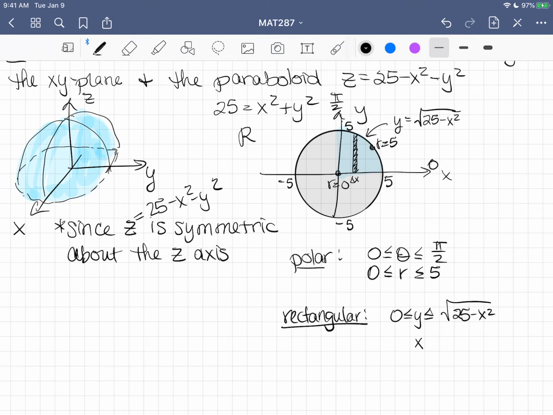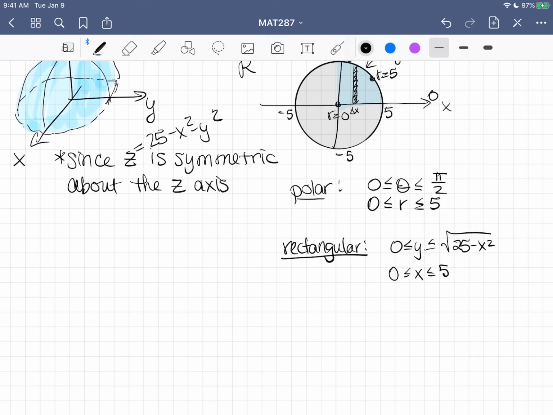And x, well, think about what happens as these sections move horizontally. x goes from 0 over here to 5. You can see that the bounds here on the polar regions are just a little bit nicer, right? I don't have any functions of other variables. All right, so let's set up the integral using polar coordinates.